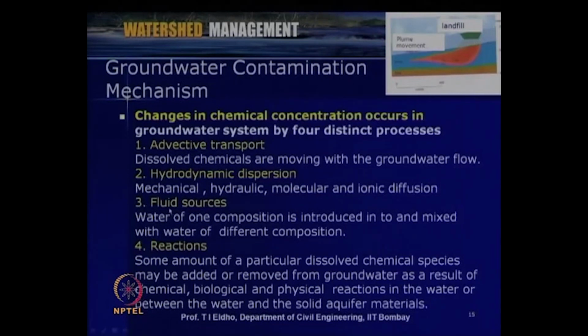And then another concern in the groundwater pollution mechanism is fluid sources. When water of one composition is introduced to and mixed with water of a different composition, that is a groundwater contamination mechanism, like what is happening in seawater intrusion. And then reactions. Some amount of a particular dissolved chemical species may be added or removed from groundwater as a result of chemical, biological and physical reactions in the water, or between the water and the solid aquifer materials. So, like that, various groundwater contamination mechanisms are there. When we study groundwater pollution, we have to study these various mechanisms, and then accordingly investigate how the contamination is further spreading.